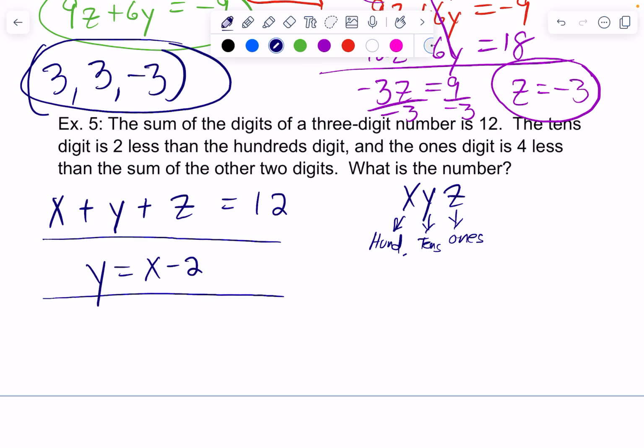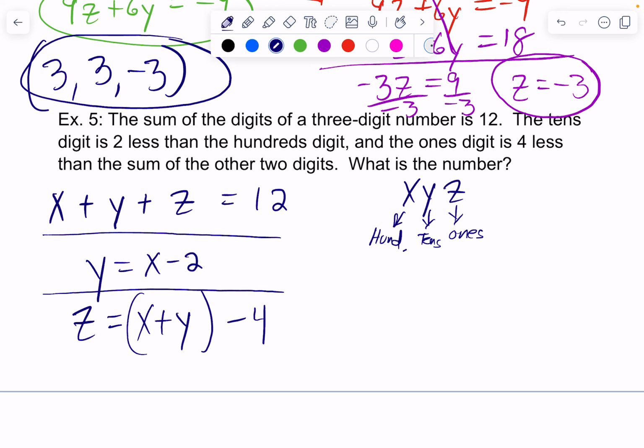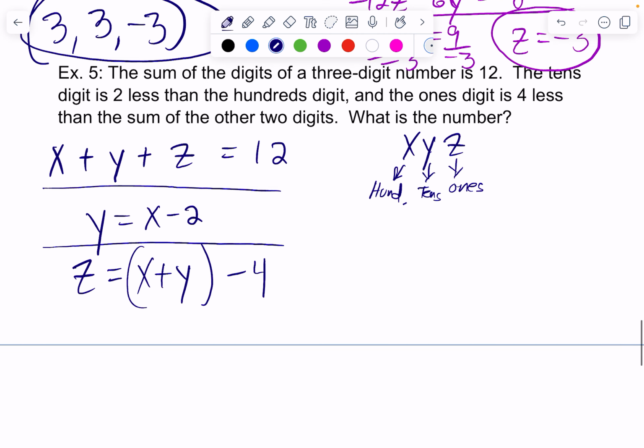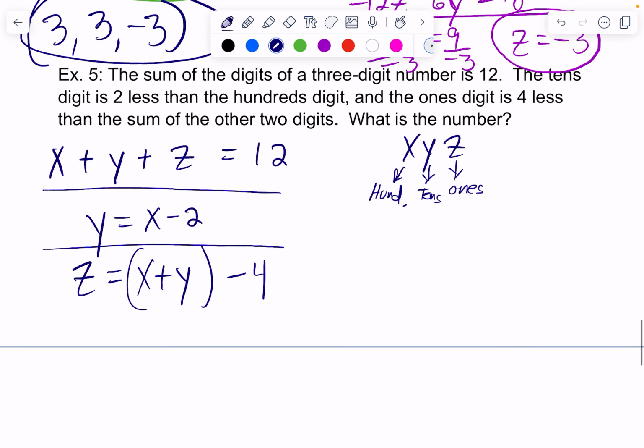And the third sentence, the ones digit, which is z, is 4 less than the sum of the other 2 digits. So that's x plus y minus 4. And there you have it. Now you created the system. Now let's go ahead and plug. Me personally, I'm going to use substitution, because I have a y here that I can just plug in easily. So that's exactly what I'm going to do.